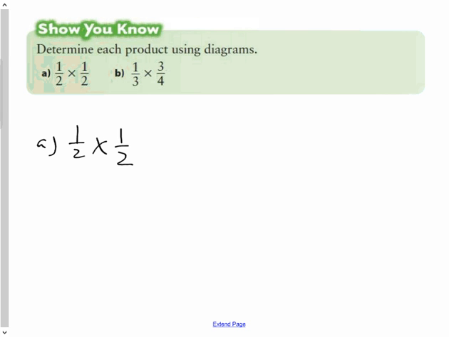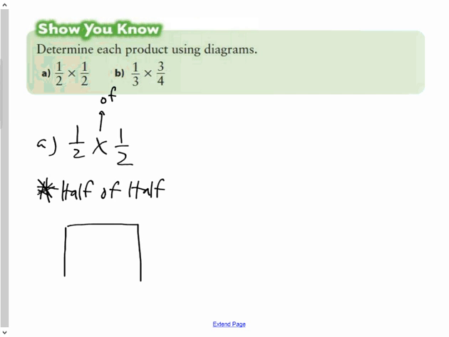Now the first thing I want you to be aware of is how to read that. We're always going to read the multiplication symbol as the word "of." So I want you to read this as half of half. The first thing I'm going to assess is, can you interpret it in terms of English and understand that that's what the sentence says? And once you have that, the second expectation is you'll be able to draw it.